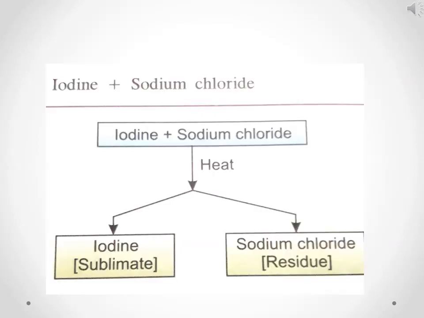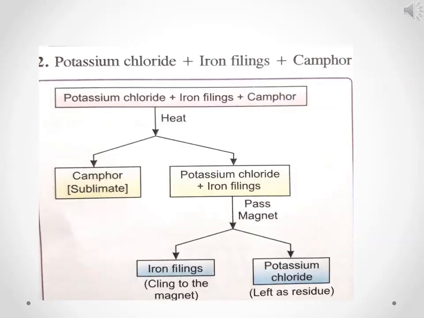In this picture, we can see a mixture of two solid substances, iodine and sodium chloride. But here we know that iodine is a substance which can undergo sublimation. So here we use the technique of sublimation to separate the mixture. The mixture of iodine and sodium chloride is heated. Iodine, being sublimable, undergoes sublimation and is collected, whereas sodium chloride, which does not undergo sublimation, is left behind as residue.